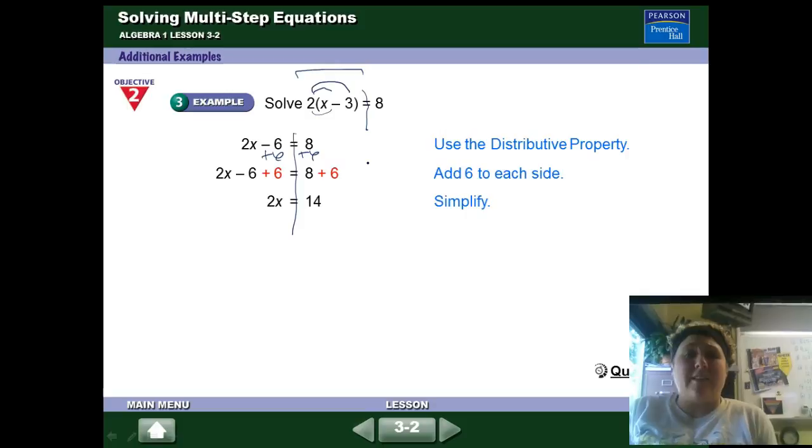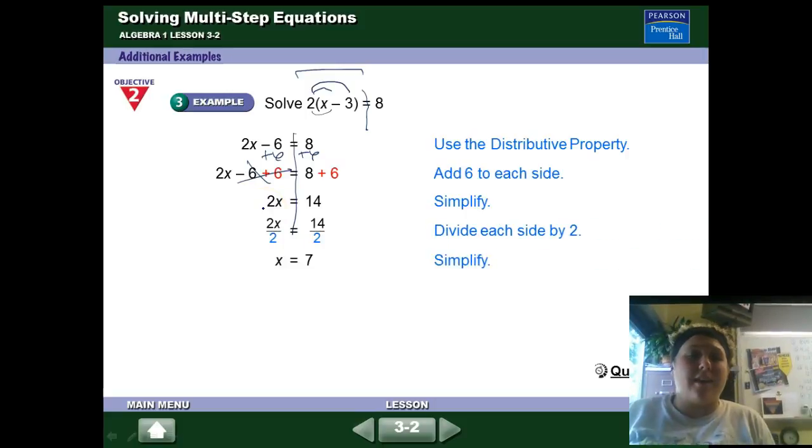What does that simplify down to? Well, a negative 6 plus a positive 6 is going to cancel out and leave you just with 2x. Once again, it's multiplication, so what's the opposite? Divide. So we're going to divide both sides by 2, and that's going to leave you with x equals 7.